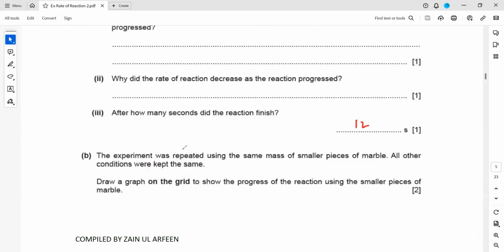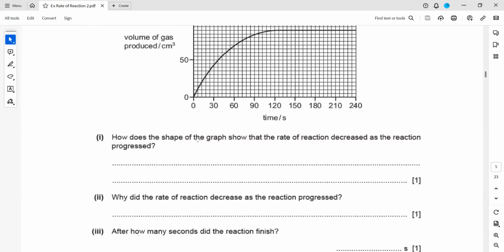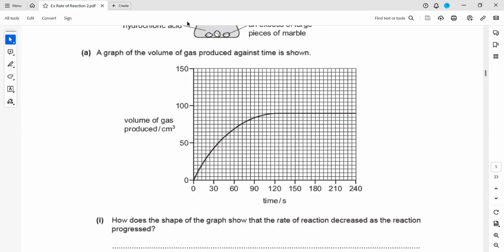Then the experiment was repeated using the same mass of smaller pieces of marble. Draw on the graph. If you use smaller pieces of the marble, the reaction will be faster. So it will be much steeper. But the final volume should be the same. When we sketch a graph here, it is steeper and completes quickly in a short time, but the final amount will be the same.